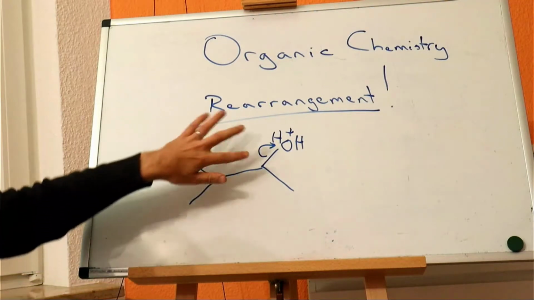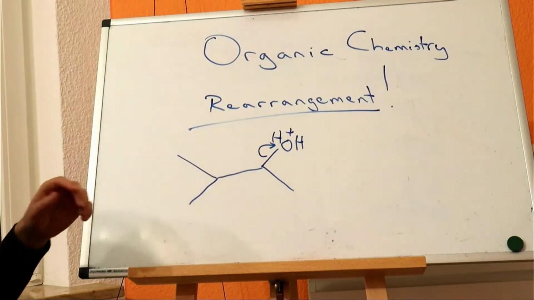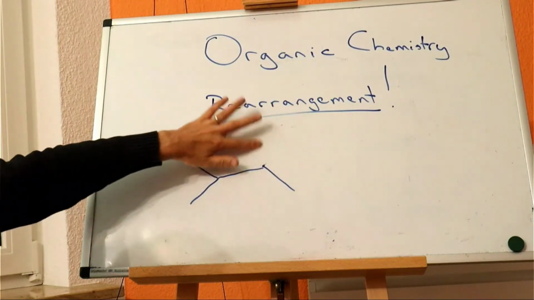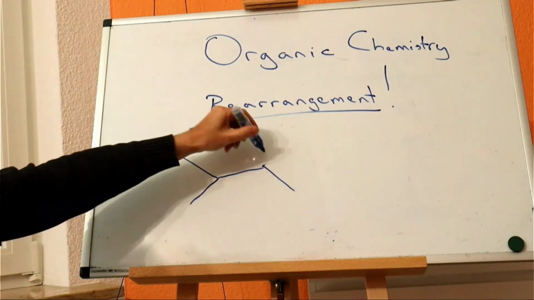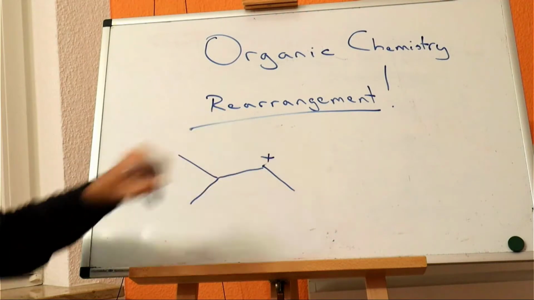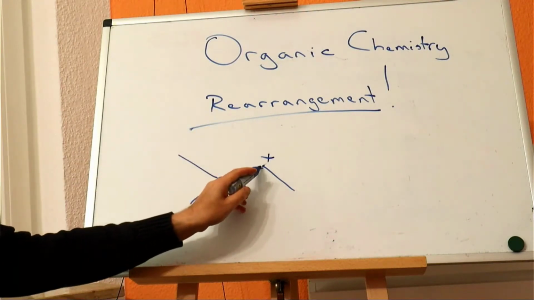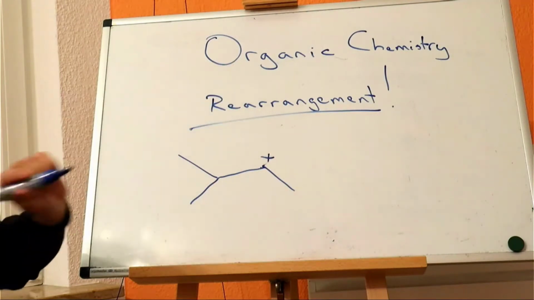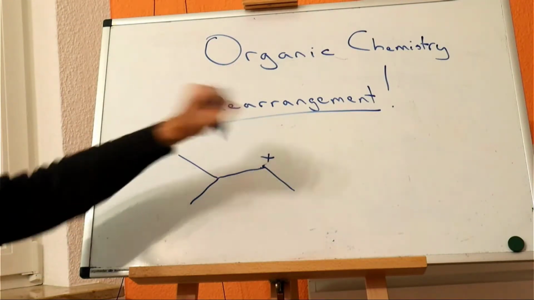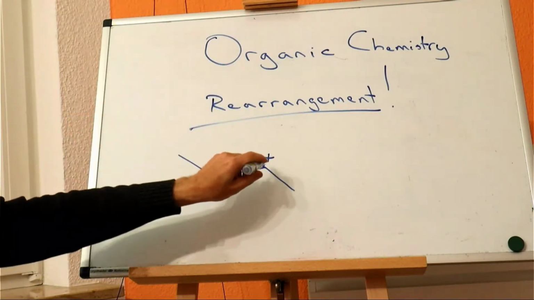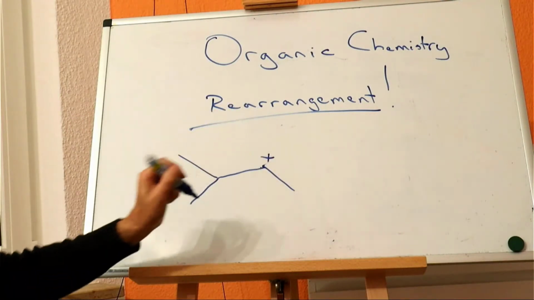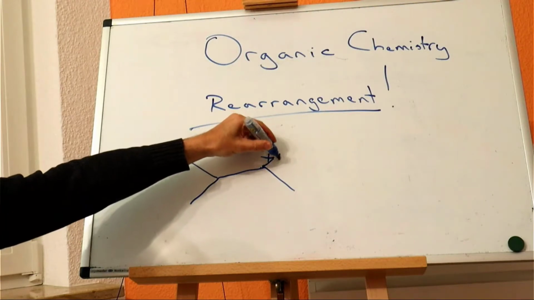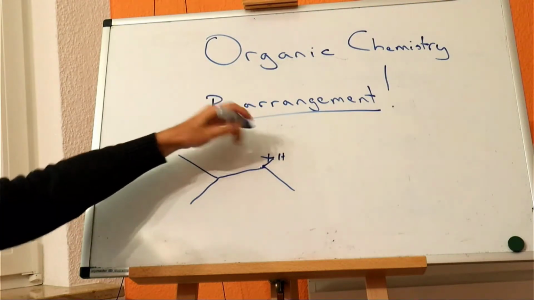And then we're going to end up with, I've lost my eraser, we're going to end up with this species here with a positive charge on here, and this is going to rehybridize and be a flat triangular group, carbon, with this positive charge in the vertical plane. So let's put the hydrogen on, which would be there.